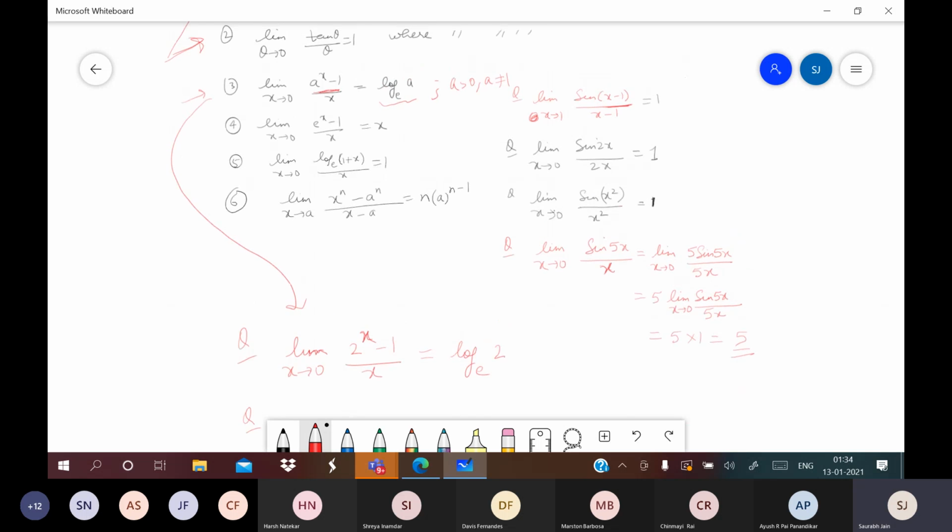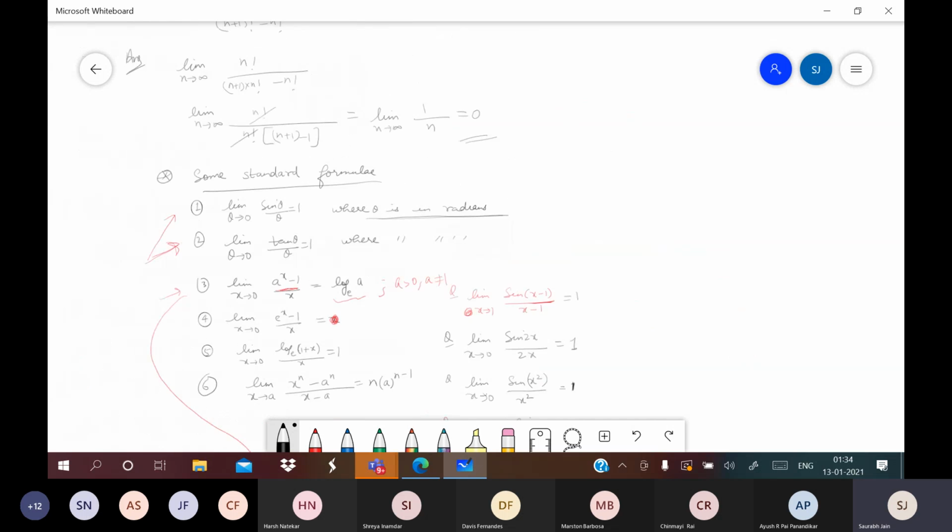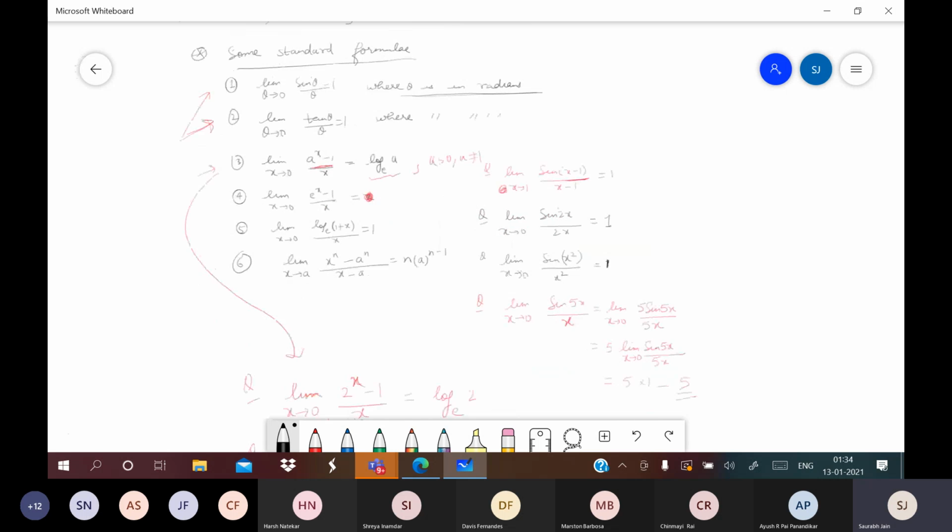Similarly, fourth question. Fourth can be derived from third. How? In place of a you substitute e. Actually, I have written it wrong also. It is not x, it is 1. Please correct it. Fourth result. It is not x, it is 1. My mistake.